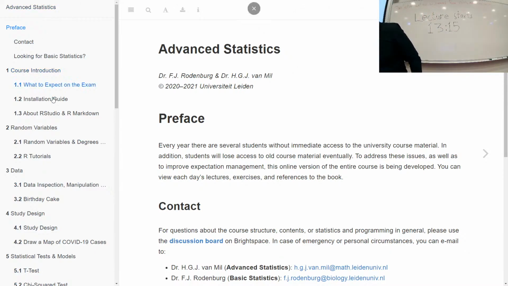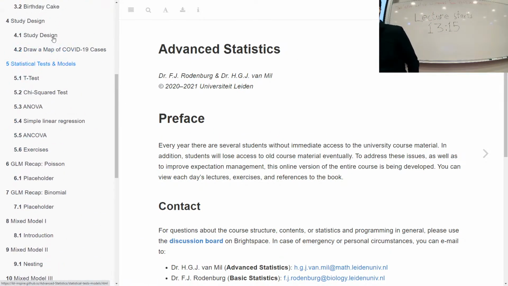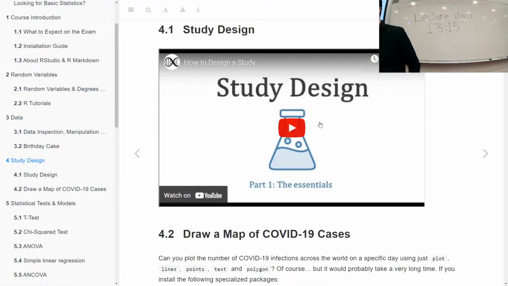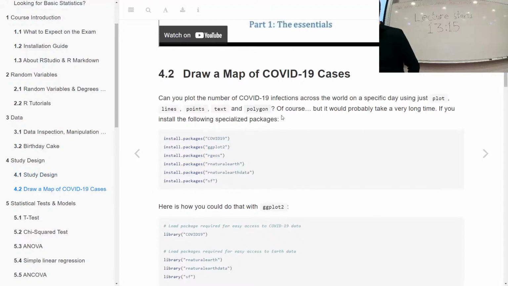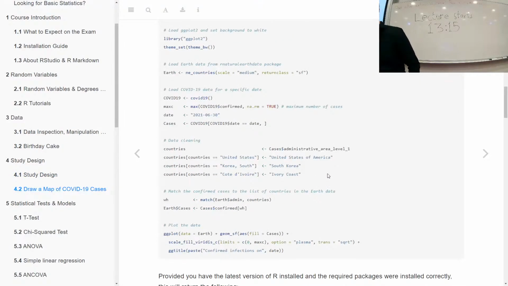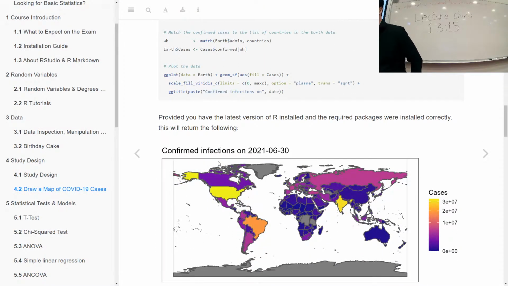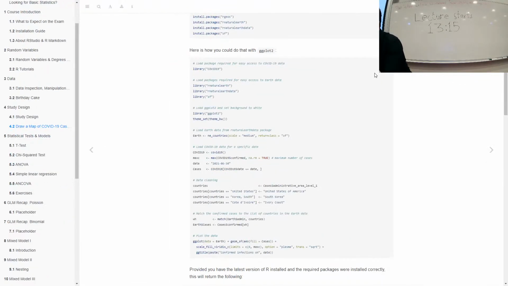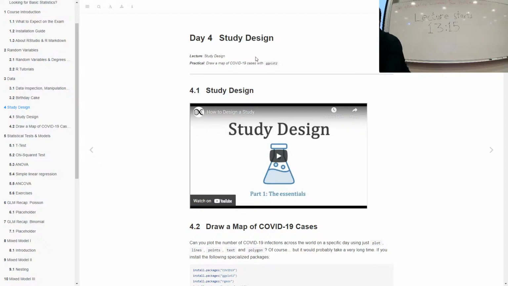We are making an online version where you can see every day's content. So, for example, over here, there's one, the lecture study design. The practical is we're going to draw a map of coronavirus cases. And you can already see it. If you want to have a look beforehand, you can do it. If you want to look at it 1 year later, you can do that. That's the idea. And also, everyone who doesn't have access to Brightspace surely has access to internet, I hope. And they can go to this page. So that's the idea why we're doing this.